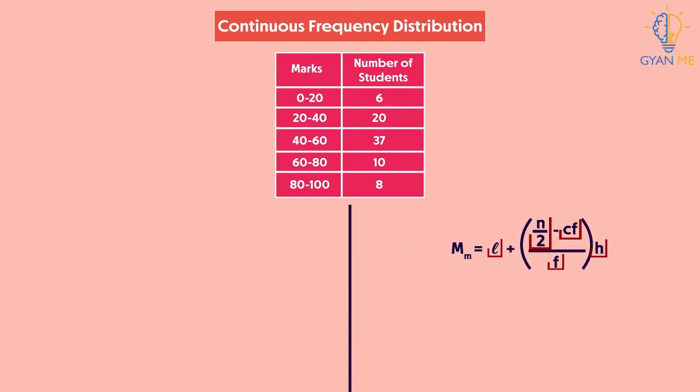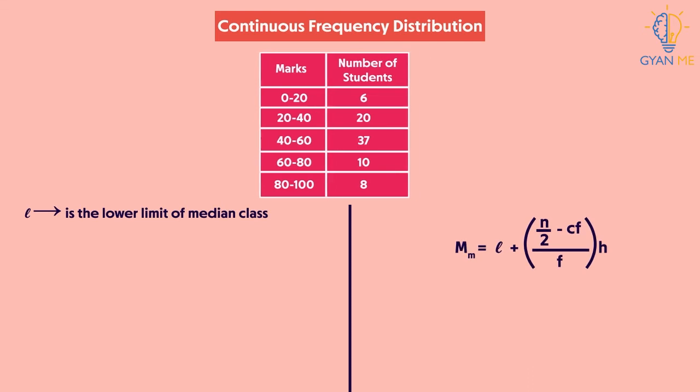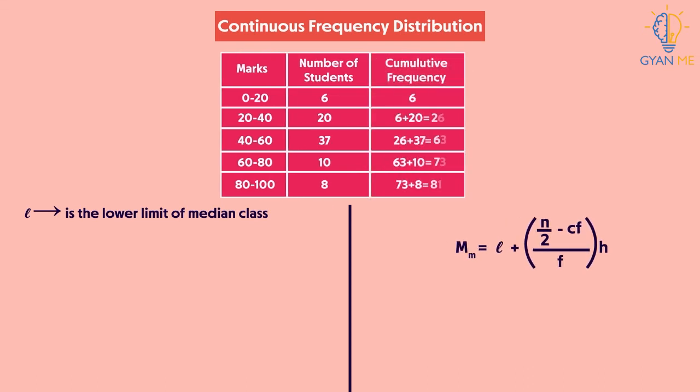Let us see what each term in this formula stands for. Here L is the lower limit of the median class. Yes, you heard it right, median class. And how do we find it then? To find the median class, we will have to find the cumulative frequency first and then look for the total observations N. Here we find that total observation N is 81. And so N by 2, which is there in our formula, is 81 by 2, that is 40.5.